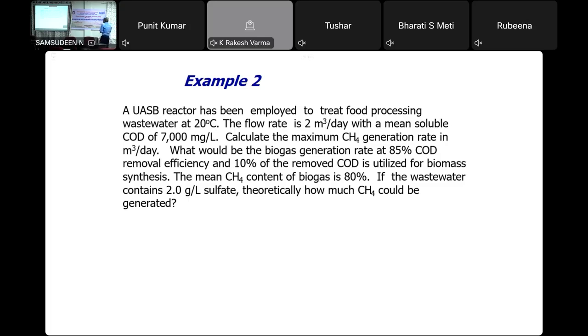If the wastewater contains 2 gram of sulfate, now sulfate reducing bacteria are going to compete for the same carbon substrate, right? How much methane could be generated? Again, it's a little convoluted. I'm throwing you a lot of numbers here, okay? I'll solve it for you very simply, okay?